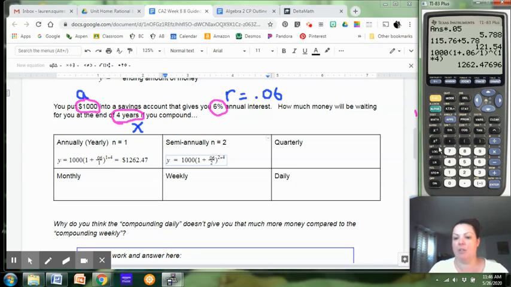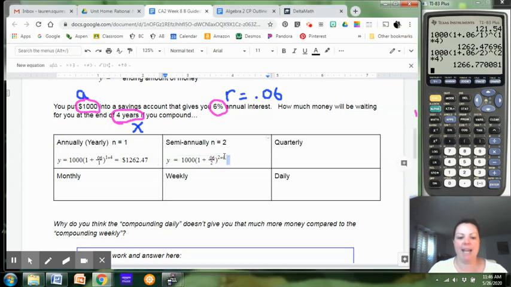On my calculator, I'm going to do the same thing: 1,000 times 1 plus 0.06 divided by 2, raised to the, and of course in the exponent spot, you want to do 2 times 4.